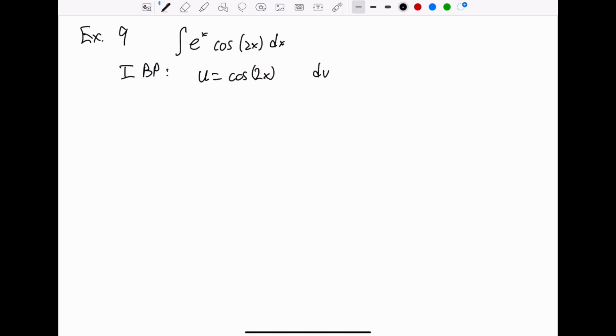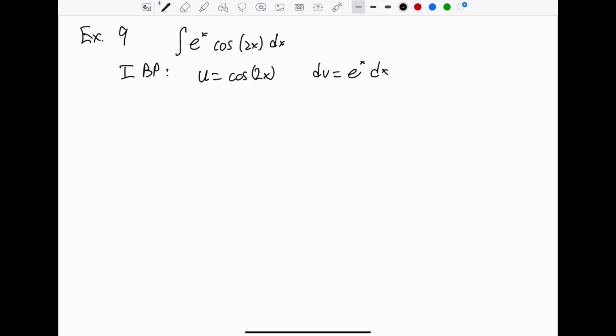Let's take a look at one more example. Example 9 is the integral of e to the x cosine of 2x dx. We will solve this using integration by parts. We need to choose what value to pick for u. If we follow our acronym, there's no logarithmic function, no inverse trig, no algebraic function. The next option is trigonometric, so we will choose u equals cosine of 2x. dv is everything that's left, e to the x dx.